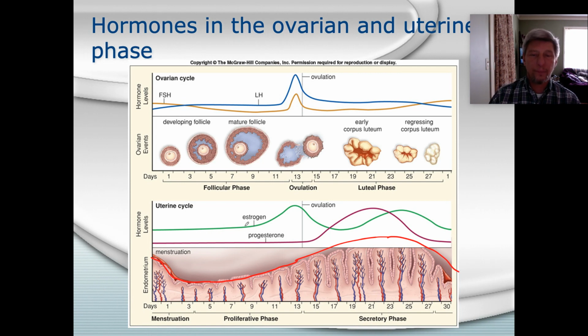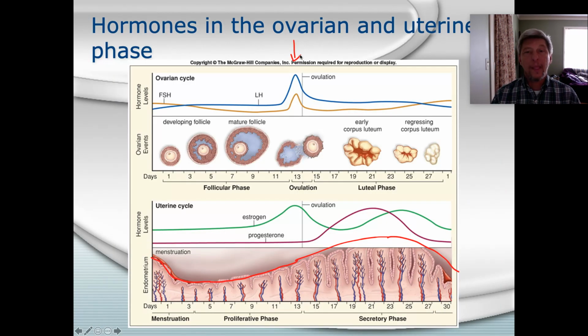Okay, and so you can see the hormone levels, especially the spikes that occur day 13, 14 here in LH, FSH, and estrogen, all lead to the ovulation. Okay. Now, that, my dear boys and girls, ends our discussion of the reproductive system.